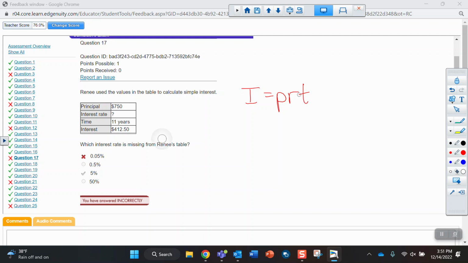So we're just going to plug these numbers in. So we're going to put $412.50 here. The principal, or the amount that we're calculating the interest on, is $750. We don't know the rate, so I'm going to keep that R, and the time is 11. Remember, all three of these back here, this is all multiplication, principal times rate times time. Time does have to be in years. It is in years here, so this is good.